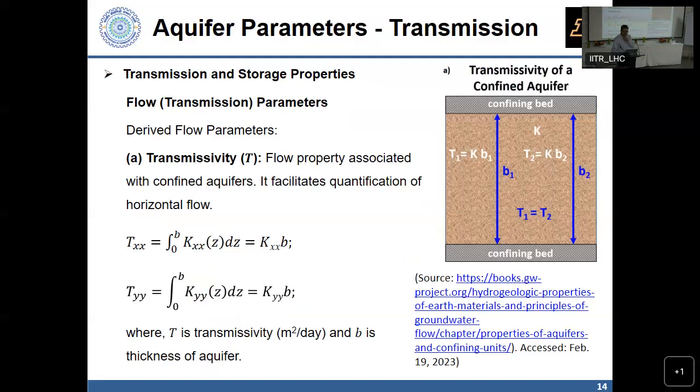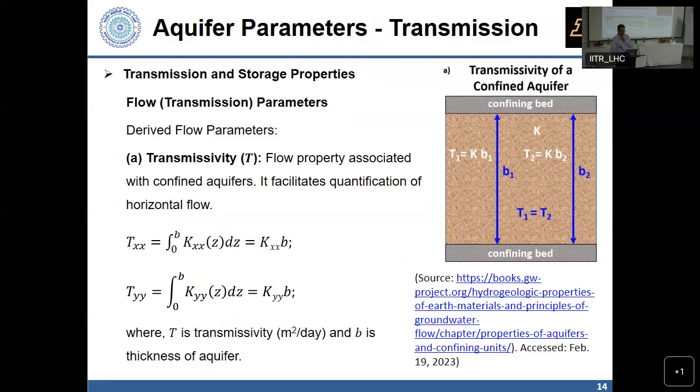So I have conductivity in the x direction multiplied by the thickness. So this K_xx in some sense would be the effective conductivity throughout the thickness in the x direction. Similarly, K_yy would be the conductivity in the y direction, but multiplied by the thickness. So transmissivity would have units of meters squared per day, because it's like conductivity, length over time, multiplied by length.